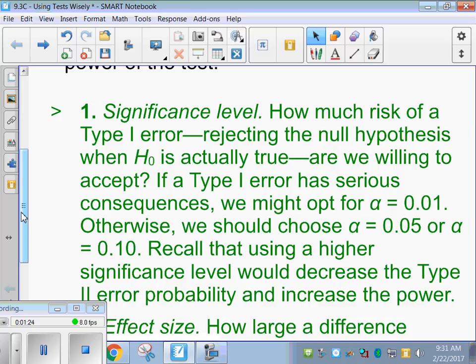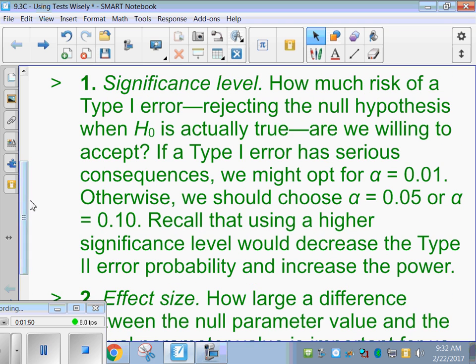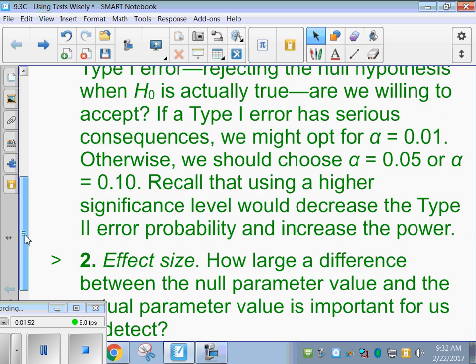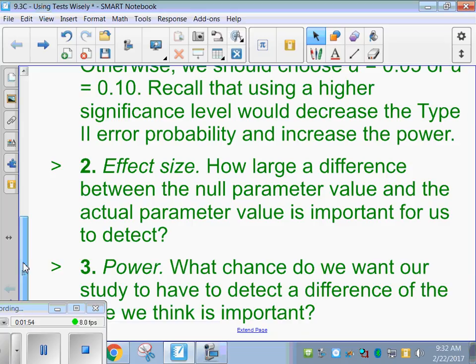So how much risk of getting a type 1 error do we want? Rejecting the null hypothesis when it's actually true. If a type 1 error has serious consequences, we might opt for an alpha level of 1%. Otherwise, we should choose 5 or 10%. Recall that using a higher significance level would decrease a type 2 error probability and increase power. All right? So those are your things you got to weigh when you're deciding.